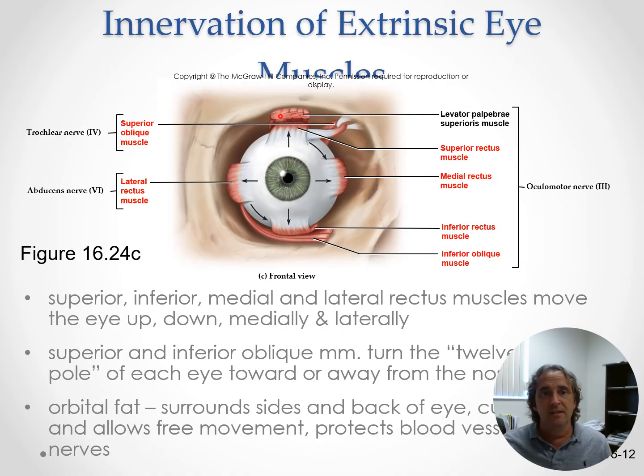Another view is this one, where you have the superior rectus, superior oblique going through the trochlea, medial rectus, lateral rectus, inferior oblique muscle. And in your lecture class, you're going to have to memorize what the cranial nerves are that are important for the eye movement.